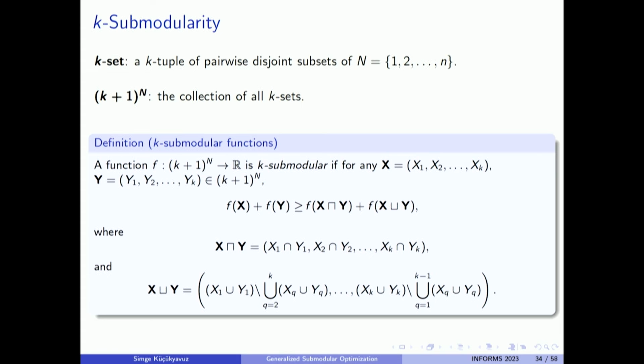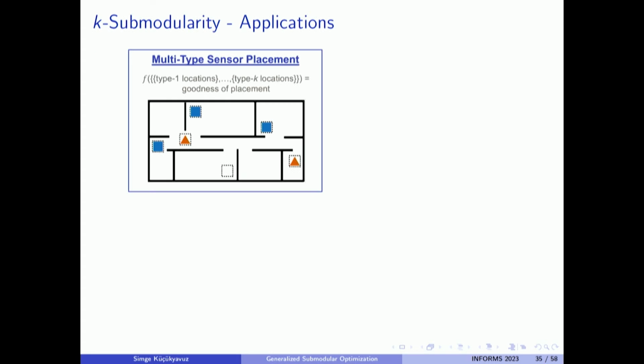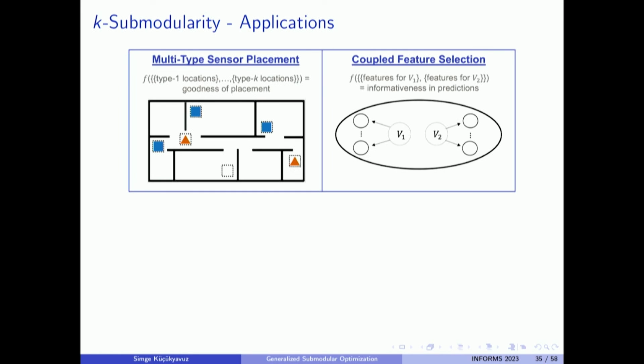And the multi-set intersection is what you would expect. Now in union, we have to be careful because of the requirement for these sets to be disjoint. So you sort of take out some items that might appear in other sets when you take the union. So it naturally extends the usual submodular functions in terms of multi-type sensor placement.